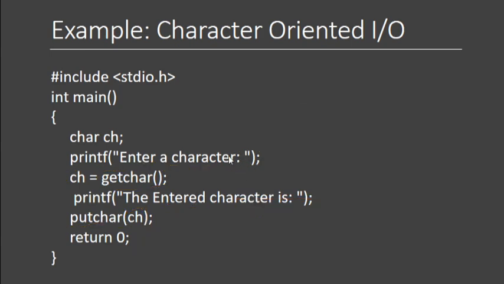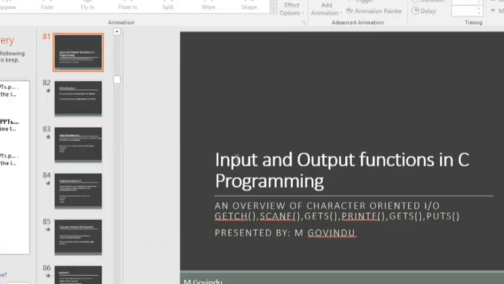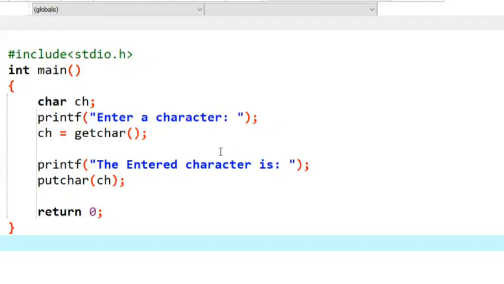Let me discuss this through a program. This is the program I wrote. #include <stdio.h>, int main. Just now I discussed the total program. Enter the character, so getchar. Here I'm entering the character that will be read by the getchar function and stored in the ch variable. After that, the entered character is displayed. This is the output character function, which accepts an argument, whereas getchar doesn't accept any argument. Only a single argument will be there, and return 0.